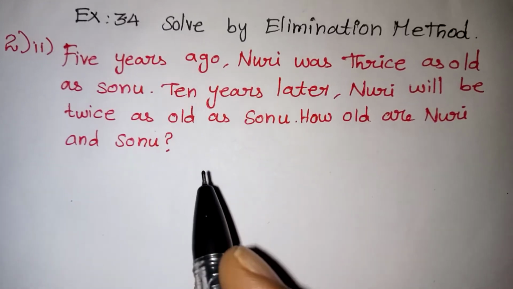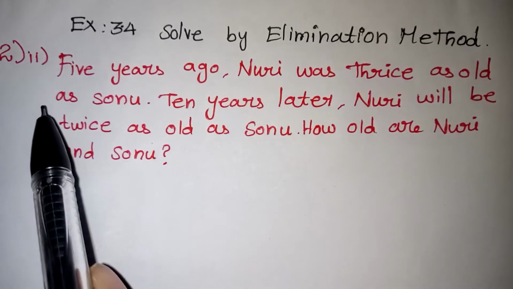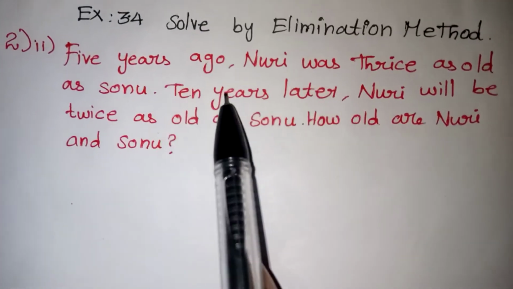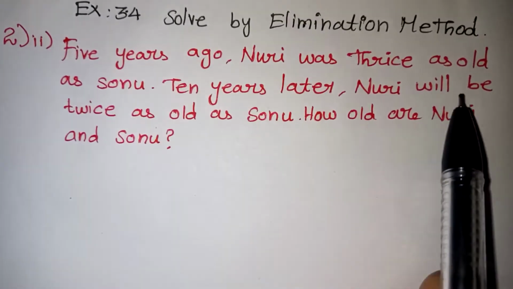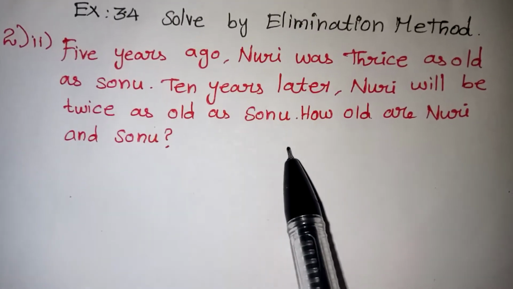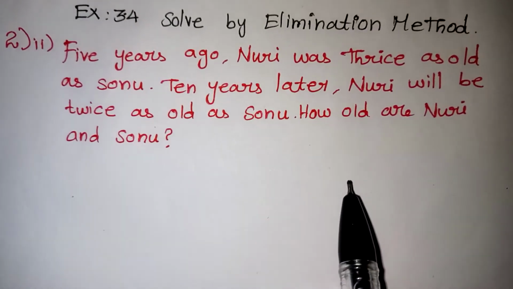Students, in this video we are going to learn exercise number 3.4, question number 2. Five years ago Niru was thrice as old as Sonu. Ten years later Niru will be twice as old as Sonu. How old are Niru and Sonu? So they are asking their present age.